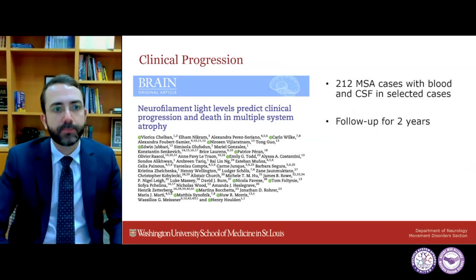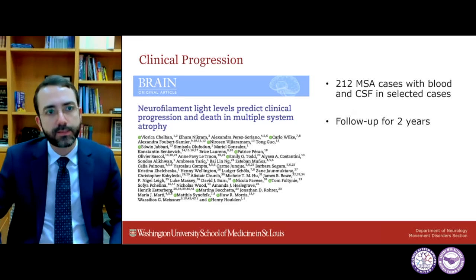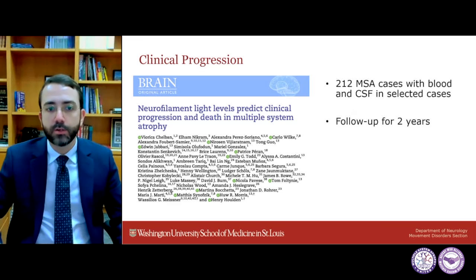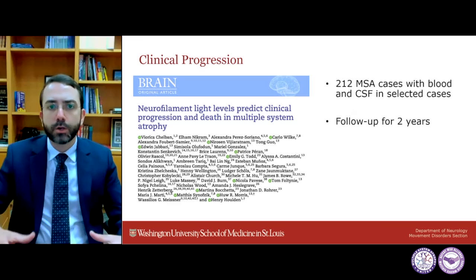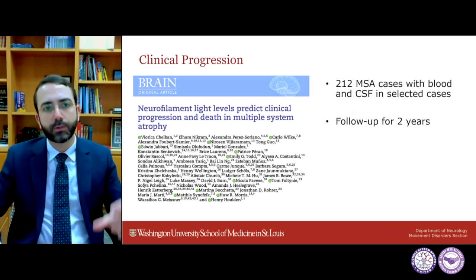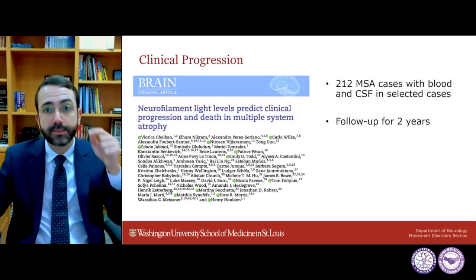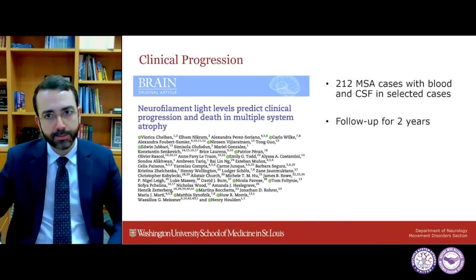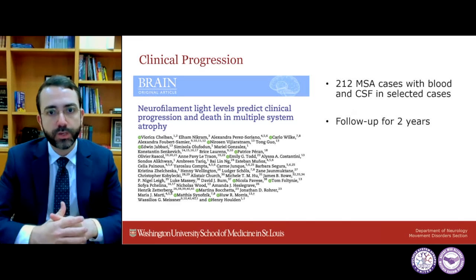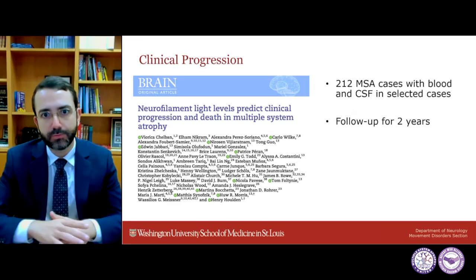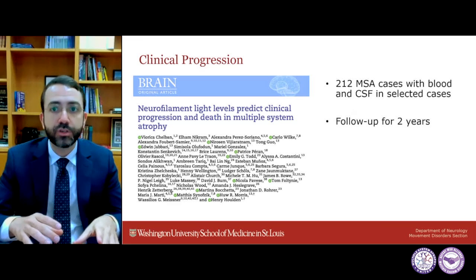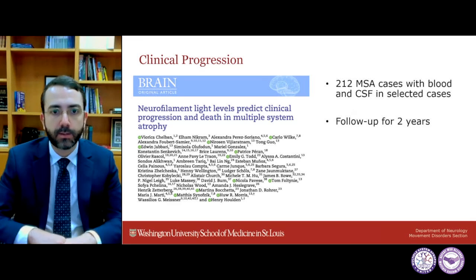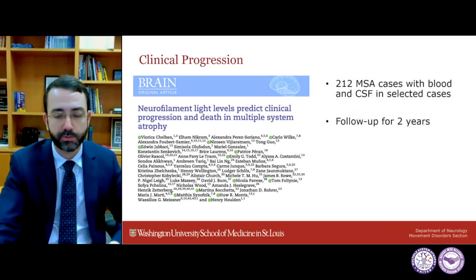A few years ago, this large study was published in Brain. This is a study by Shelban and Holden, which was a large multi-center study evaluating neurofilament light chain in the blood and in the CSF of a large number of patients with multiple system atrophy. These patients were followed for 2 years, so we could have longitudinal data of these patients over time. It's worth mentioning that not all patients did have CSF collection or spinal fluid collection, which was only done in a selected group of patients.